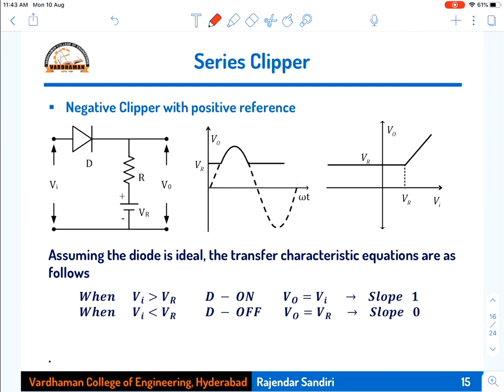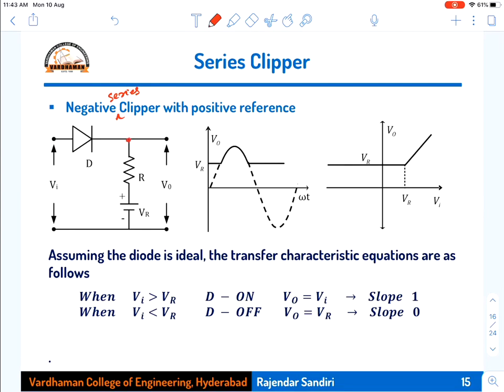So you can draw and write. You just practice it. Keep on practicing. You will definitely understand all these things. Okay, so this is about the negative series clippers. Now series clipper: between input and output, I am connecting the diode in series. The position of the diode is in series between input and output. Therefore it is called series clipper.